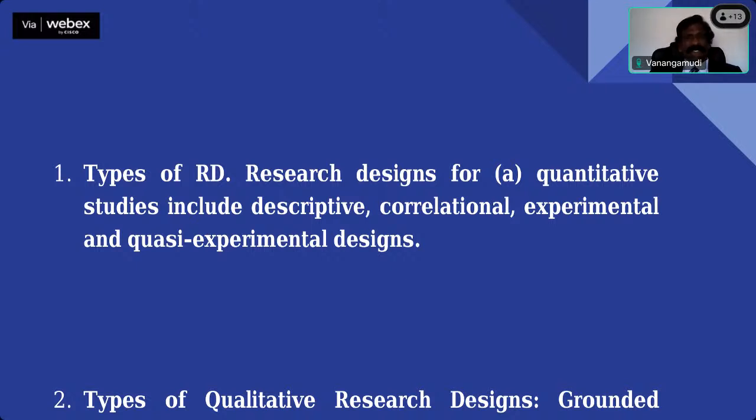Therefore, my dear students, if the research design is based on quantitative studies, then the types of research design vary as descriptive, correlational, experimental, and quasi-experimental. These are the four important ones. Then the next type of research design is the qualitative research design.